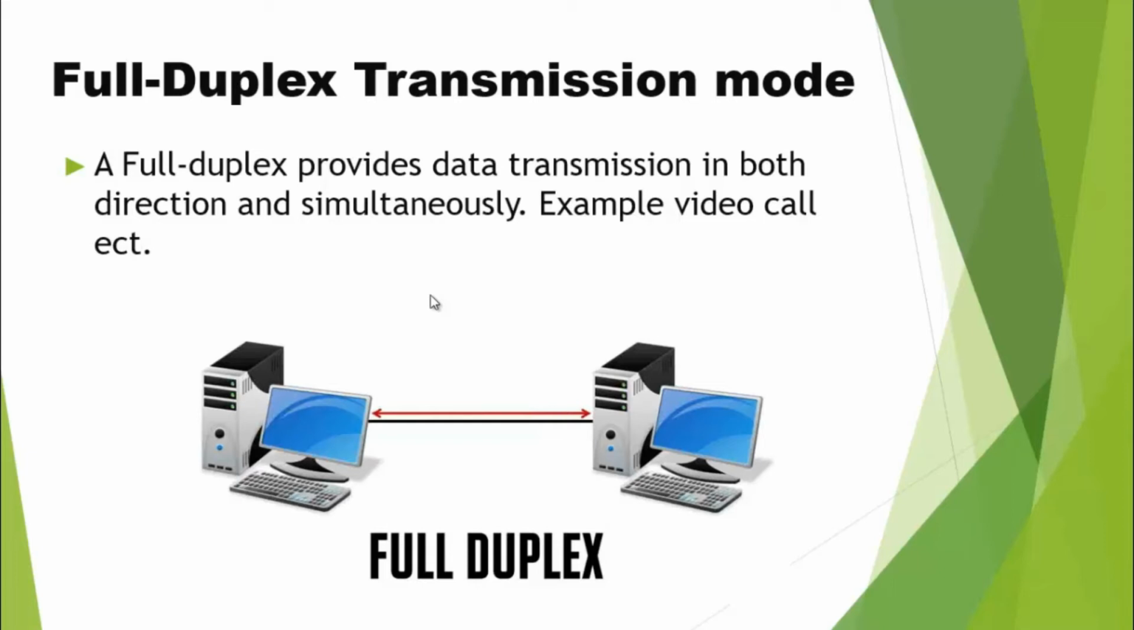So we have three types of transmission mode. The first one, simplex: data transmission from one side. Half duplex: data transmission from both sides but not simultaneously. And full duplex: data transmission from both sides and simultaneously. If you have any question, you can ask in the comments also.